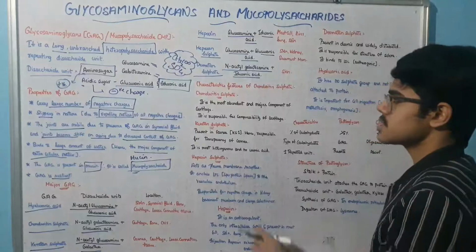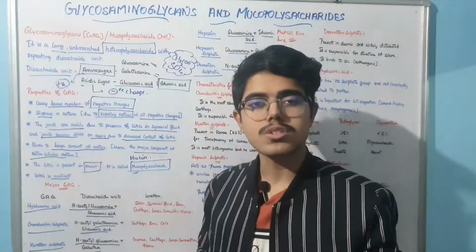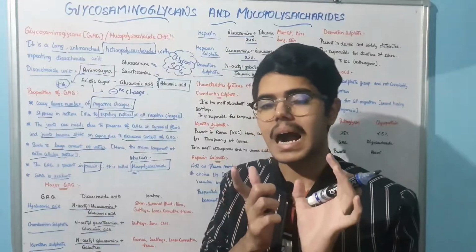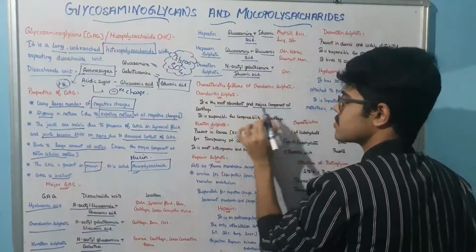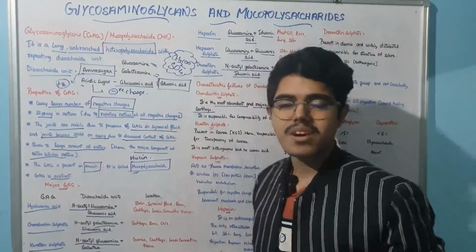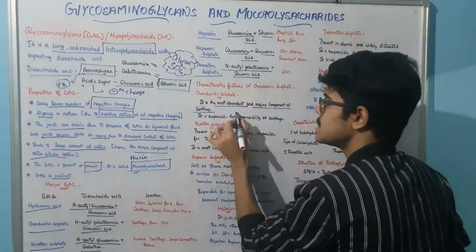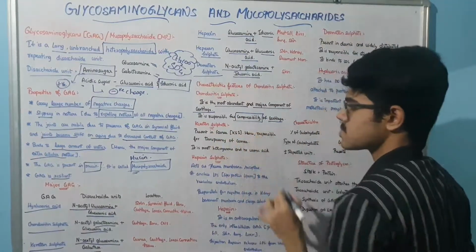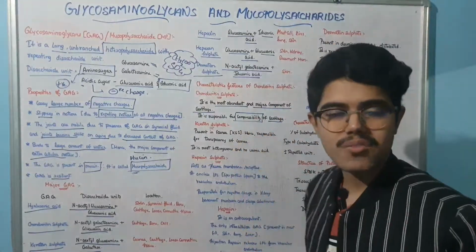What is that? The first thing about chondroitin sulfate is that it is the most abundant, and it is present mostly in the cartilage. So it is the most abundant and major component of the cartilage. And what is the function in cartilage? The major function is for compressibility of the cartilage, right? Understand? So this is for the compressibility of the cartilage.